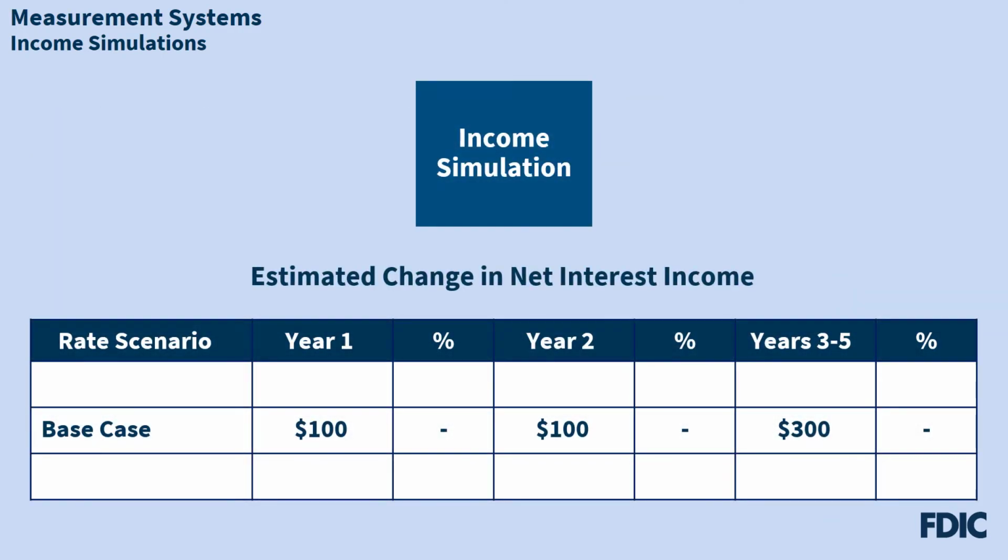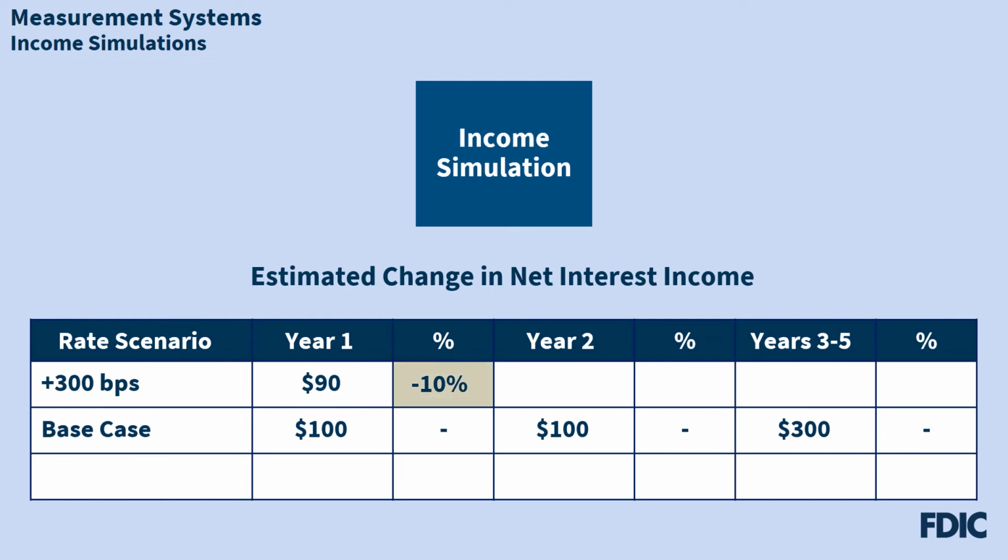Simulation results are often displayed as a table. The base case projects net interest income assuming no changes in interest rates. Once a base case has been established, management can then measure what happens when interest rates change. For example, assuming rates increase by 300 basis points, net interest income is forecasted to decline by 10%.